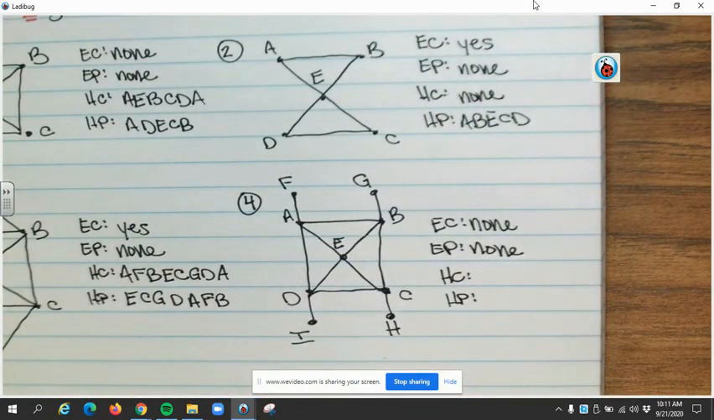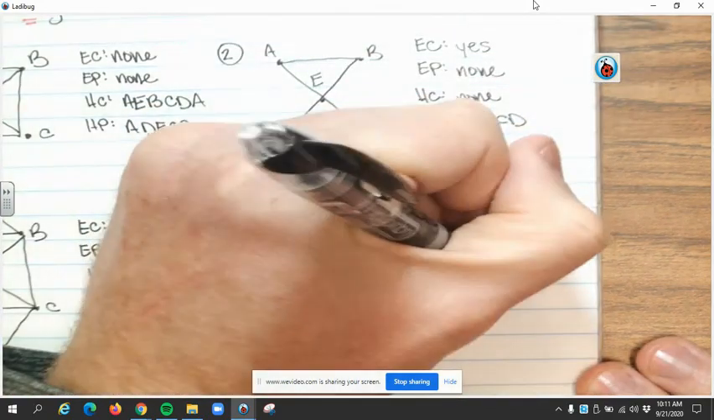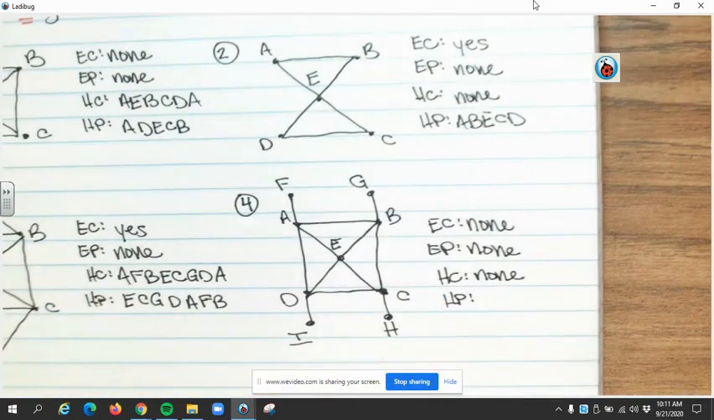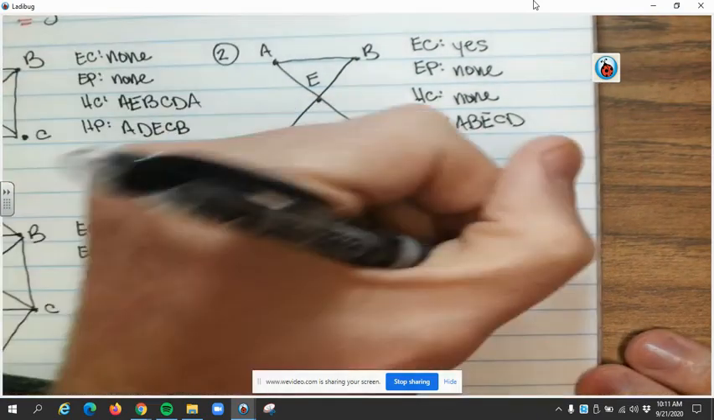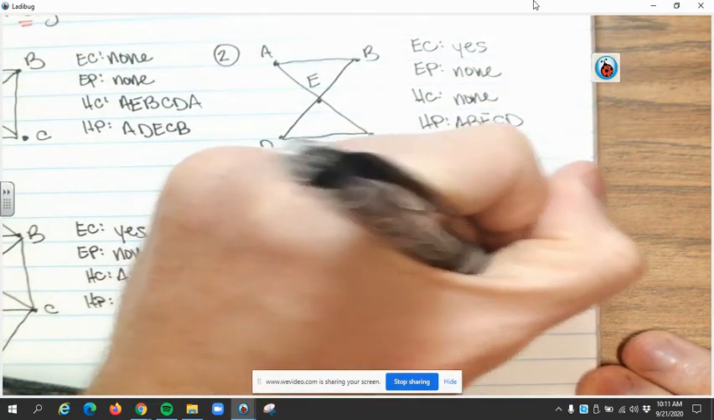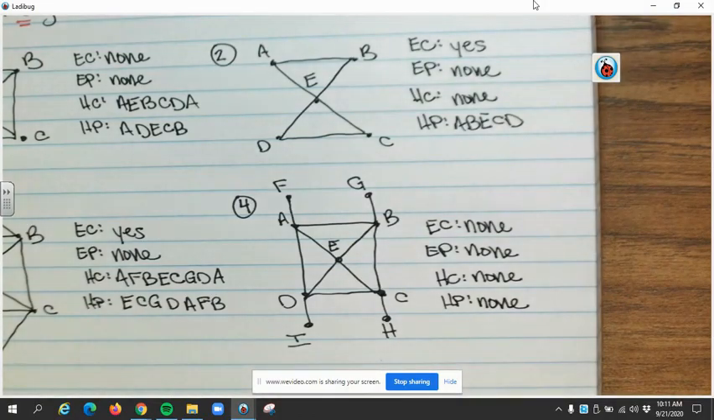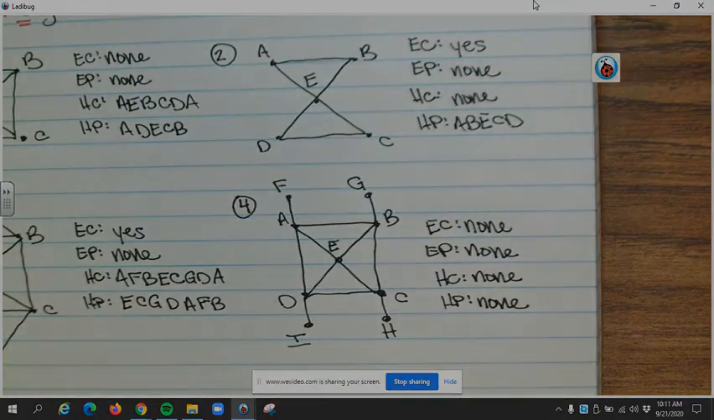Pause the video and see if you can find a Hamilton circuit. Yeah, I couldn't either. There's no Hamilton circuits. Pause the video, see if you can find a Hamilton path. Yep, I couldn't either. There's no Hamilton paths. And that is 6.1 Hamilton circuits and paths.